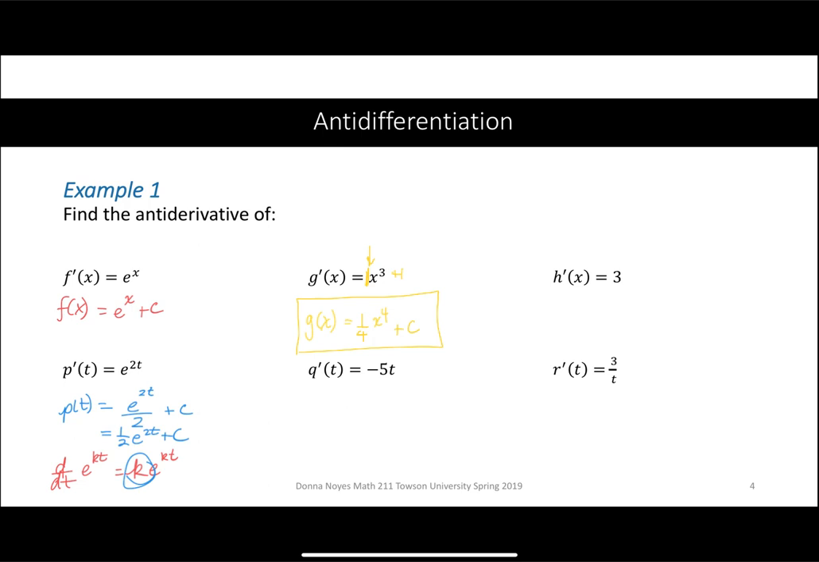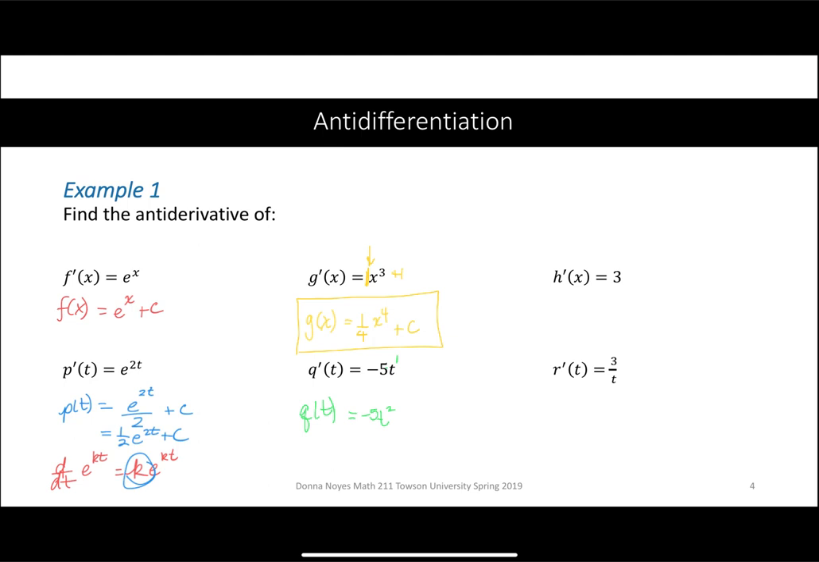What about if I looked at q prime of t is negative 5t? Well, we have to remember that the power of that t is 1. That is negative 5 times t to the 1. So that t to the 1 had to have come from, I hope you guessed this, a t to the 2. And we still had that negative 5 along for the ride.